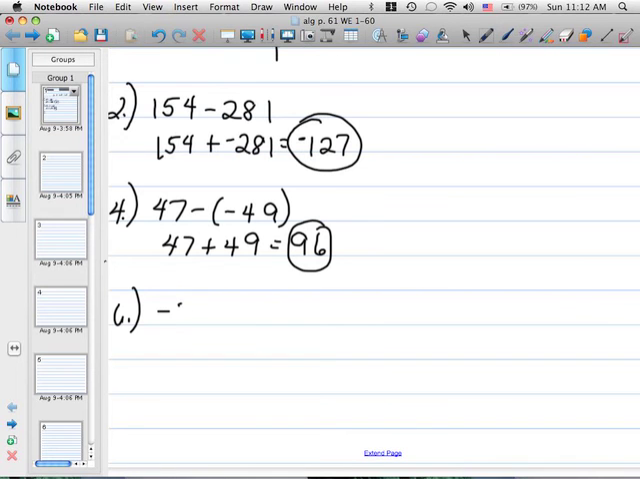Number 4, I have 47 minus a negative 49. We're going to change it to an addition problem. So that's 47 plus 49. Signs are the same. Add. Keep the sign. It's 96.